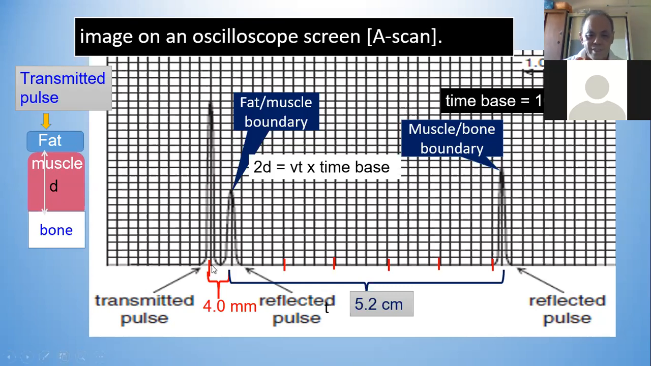And we can read the time as 2 squares there. 1 square is 2 millimeter, 2 squares is 4 millimeter, or 0.2 cm if you want. And then we are interested in the thickness of the tissue. That's your fat. Muscle, you are interested in the thickness of muscle. So that one will be your muscle and bone boundary. So we are interested in that thickness later on.